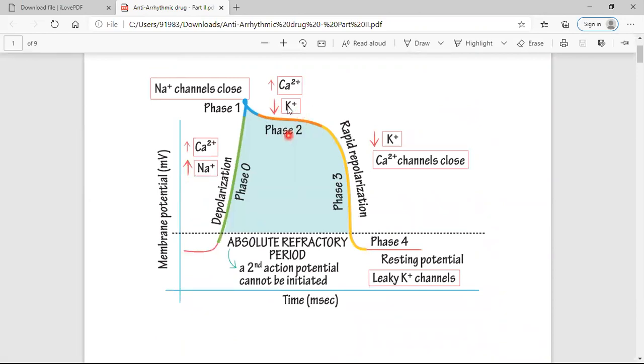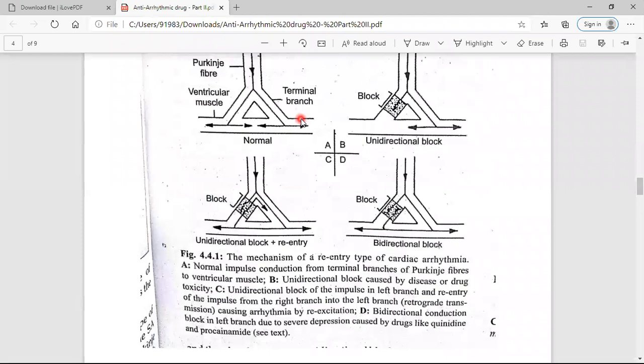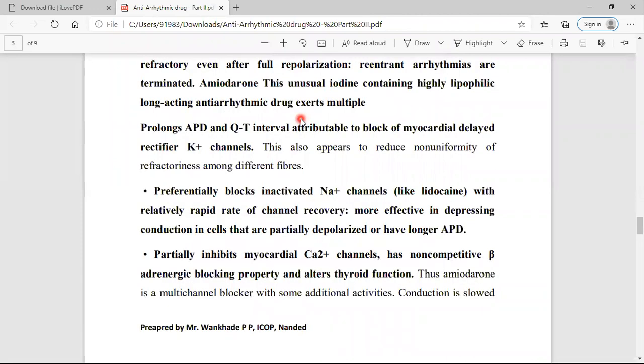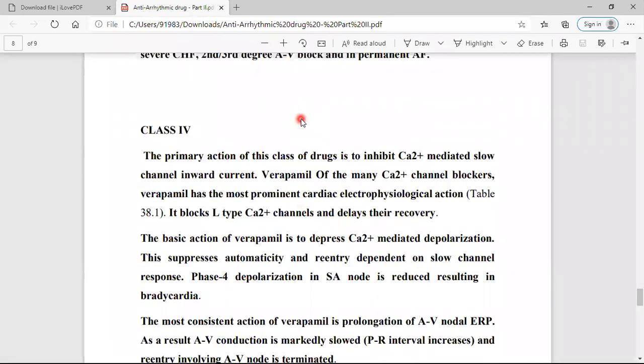The calcium channel blocker drug, class 4, blocks the calcium channel, and this calcium along with the sodium causes the depolarization. So the depolarization is inhibited by inhibiting the calcium channel. It inhibits the calcium mediated slow channel inward current.